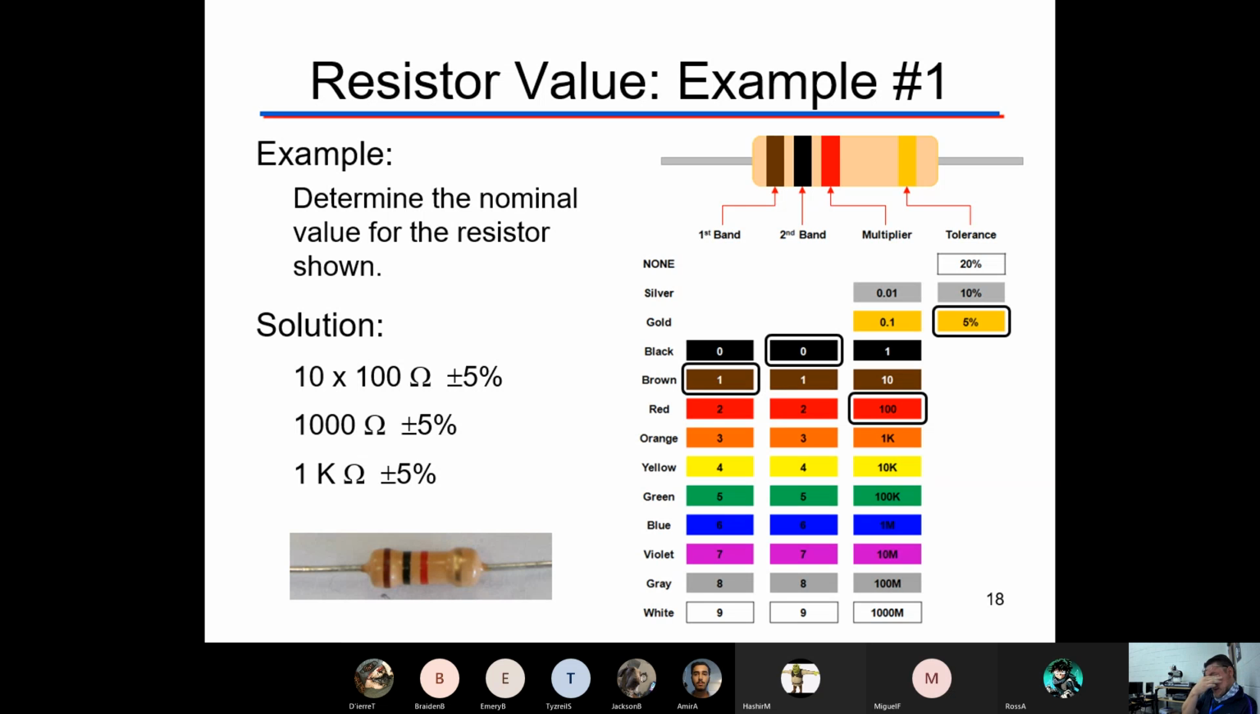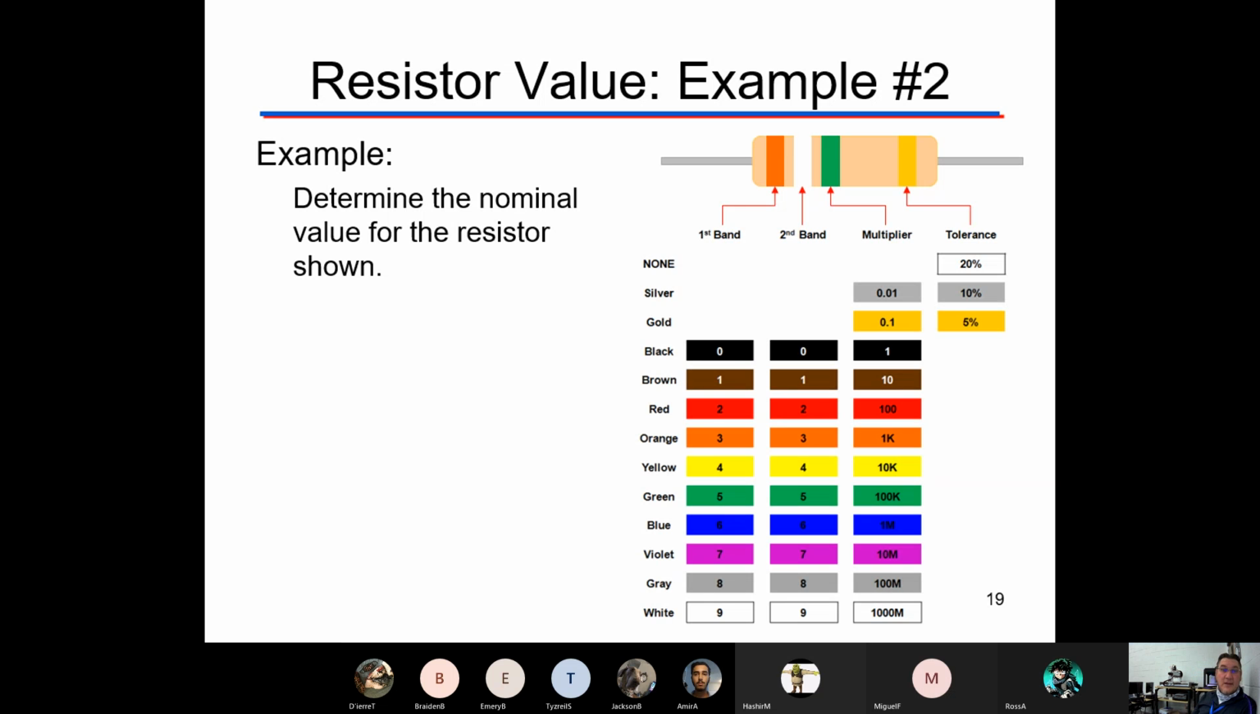Yeah. All right, so that's example 1. Example number 2, here we have orange, white, green, gold. So we have orange, which is a 3, white, which is a 9, 5 is green. So this is the same thing we did earlier. 1, 2, 3, 4, 5. I think it's 5 nines, though. 5 zeros. It's the number of zeros. Oh, all right. Okay. And then yellow. And then you have gold, which is 5%, right?